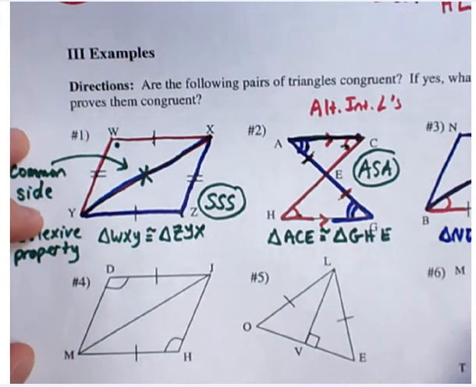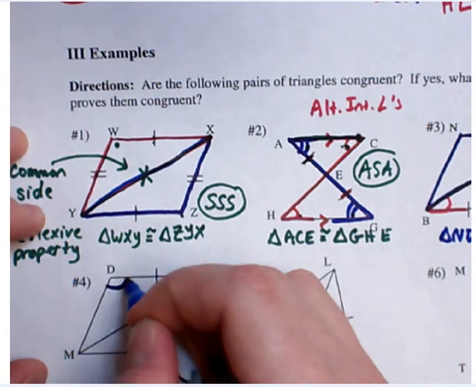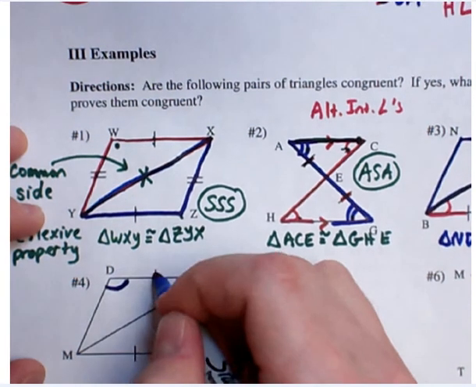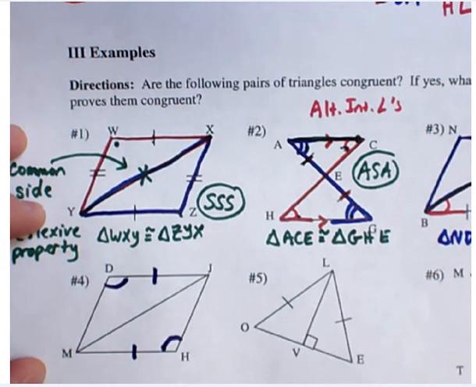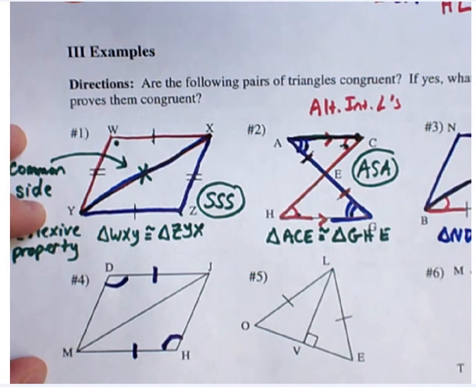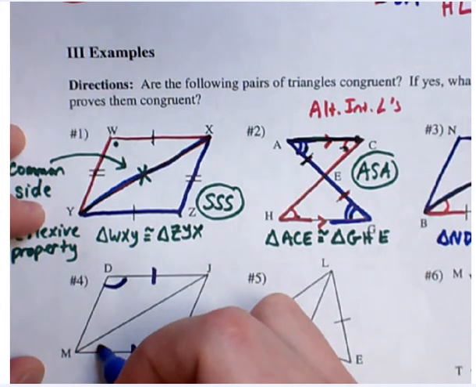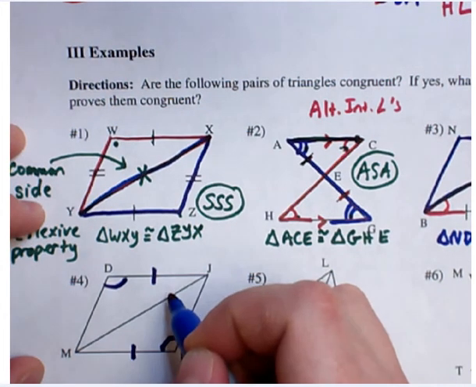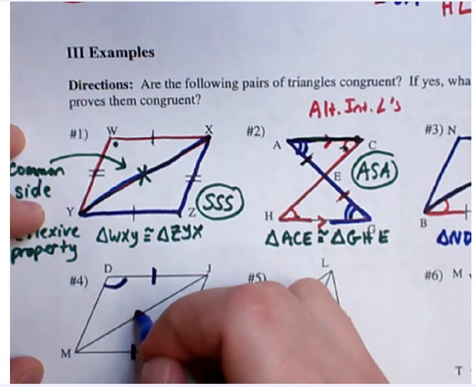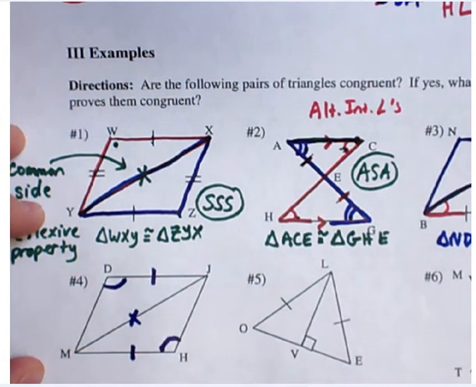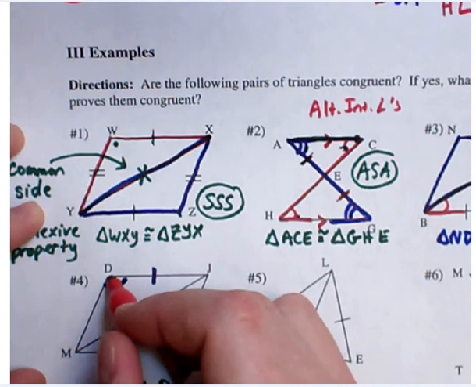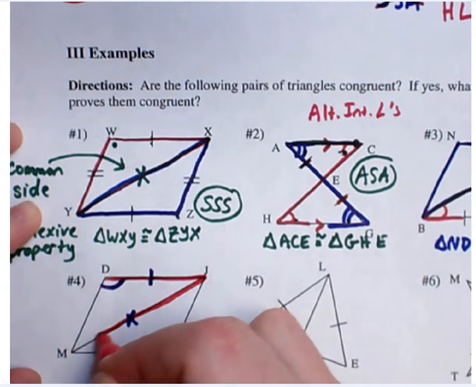Number 4. You have one set of corresponding angles congruent. You have one set of corresponding sides congruent. Now what we're missing, we need something else. The angles may look congruent, but you can't say that they are. We don't know that. Okay? What you do have is a common side.